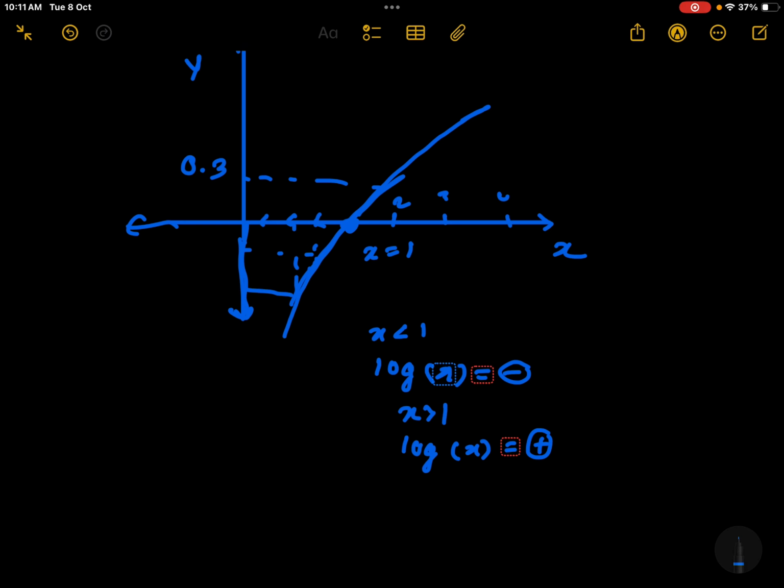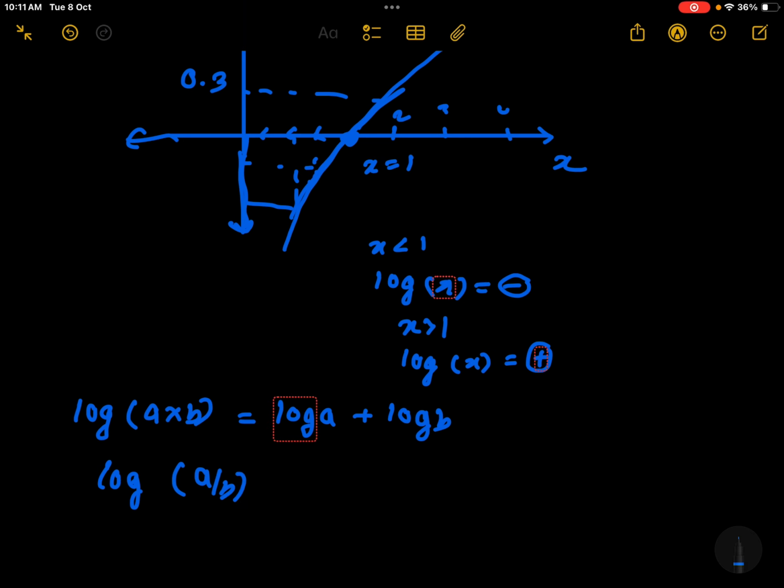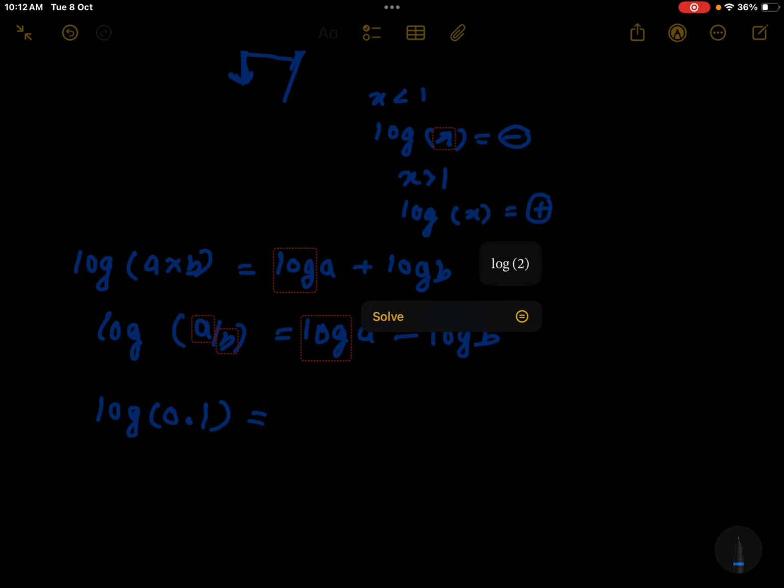Right. Now we have to remember some properties. Log of a into b is log of a plus log of b. Log of a by b is log of a minus log of b. Then there are some values you have to remember for the physical chemistry that we require. So now log 0.1: 0.1 is less than 1, so the value will be negative.